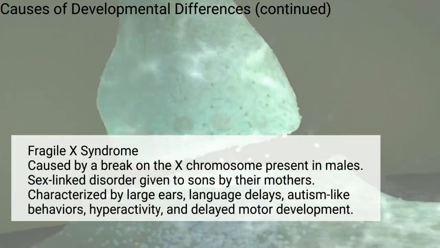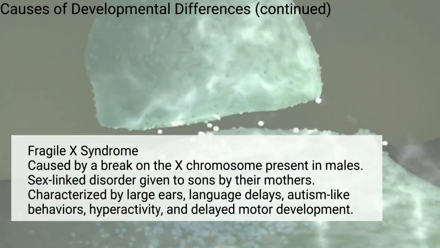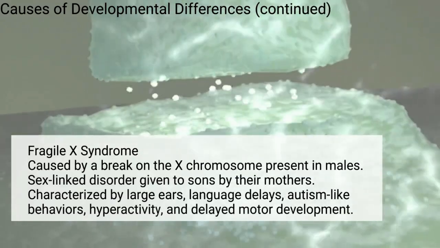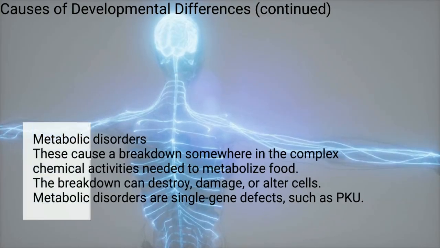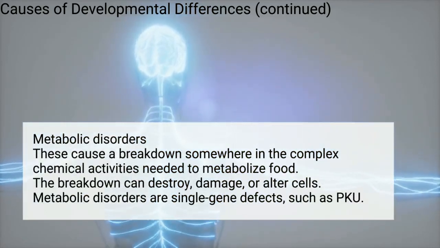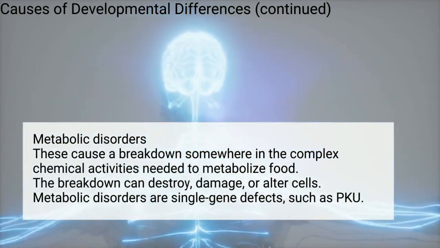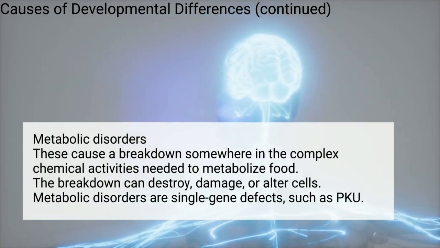Fragile X syndrome, caused by a break on the X chromosome present in males. Sex-linked disorder given to sons by their mothers, characterized by large ears, language delays, autism-like behaviors, hyperactivity, and delayed motor development. Metabolic disorders. These cause a breakdown somewhere in the complex chemical activities needed to metabolize food. The breakdown can destroy, damage, or alter cells. Metabolic disorders are single gene defects such as PKU.